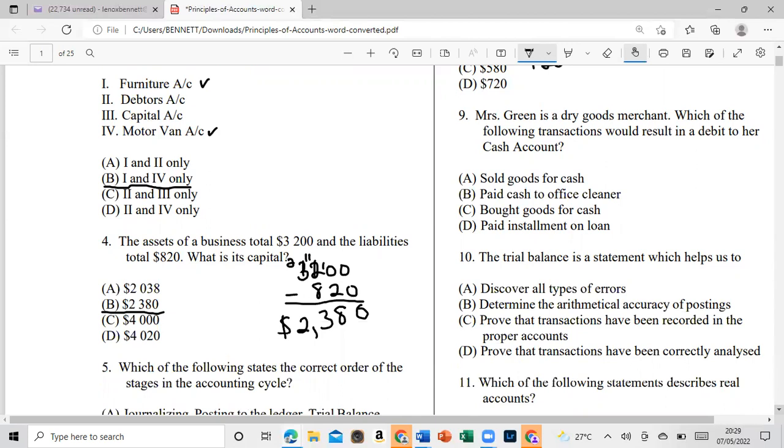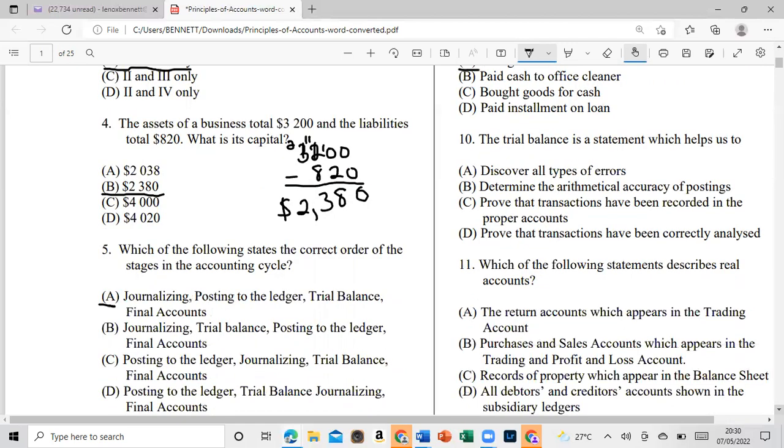All right. So, sold goods for cash. And that is exactly the answer. So we're not going to go any further. And notice it said debit to her cash account. So debit is when your cash increases. All right. So she sold it for cash. So she's going to sell it for cash. All right. Let's look at number 10.